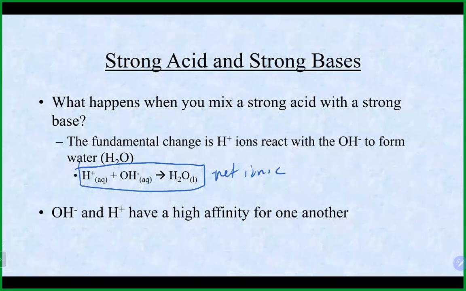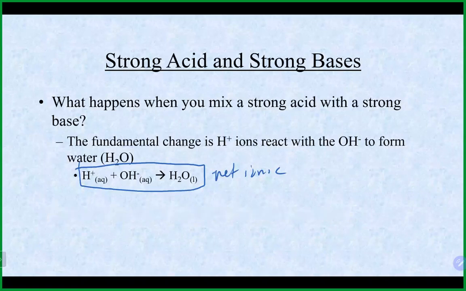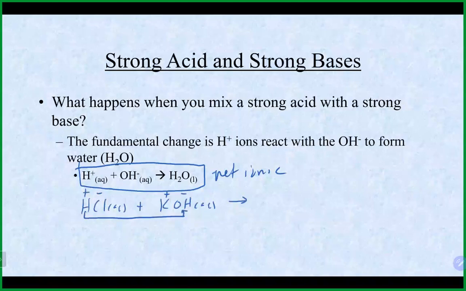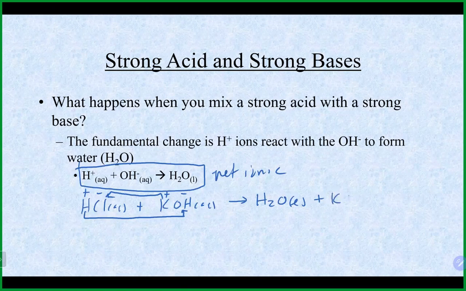So if you take something like hydrochloric acid plus some potassium hydroxide, that is a strong acid, strong base. By the way, it is also still a double displacement reaction. That's a positive guy. That's a negative guy. The H plus and the OH minus will come together to make water. The K plus and the Cl minus will come together to make, if I could write it right, there you go, KCl.